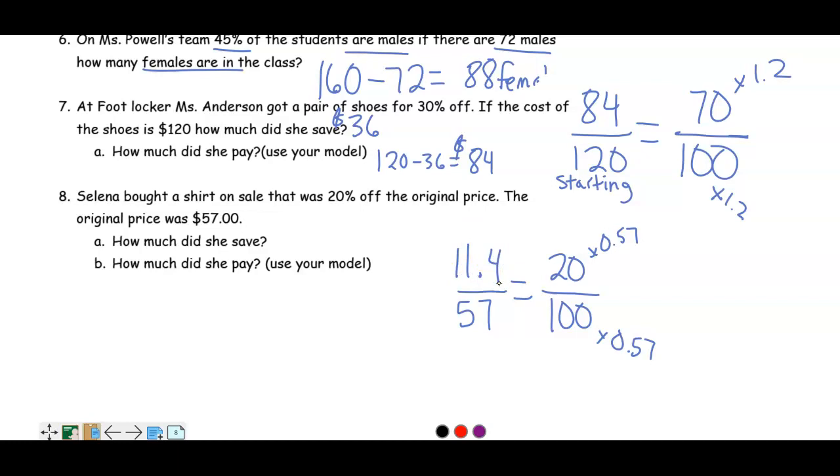That means she saves, let's write this in money form, $11.40. You have to write that in money form like this, with the 0 at the end. And then how much does she pay? Once again, we would subtract that out, and we would end up with $45.60. Again, you could subtract 57 minus 11.4, or you can go back here and just use 80% times 57 hundredths. And then that will be 45.60 right there.